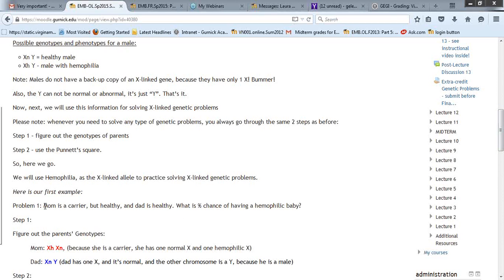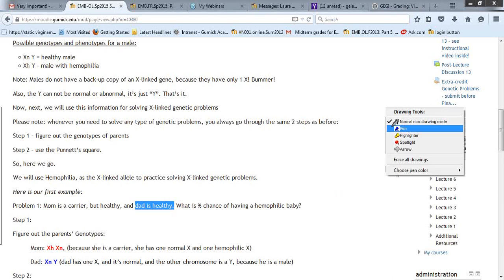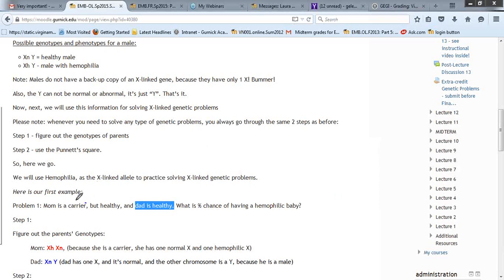So we're going to look at the problem when mom is a carrier and dad is healthy for this X-linked genetic disorder. Let me get to my pen again. Okay. And if mom is a carrier, now first of all, mom is a female, so that means automatically 2 X's. Now she's a carrier, which tells us that she is healthy, but one of her X's is affected. So that means that one of her X's is normal, and the other X is hemophilic.